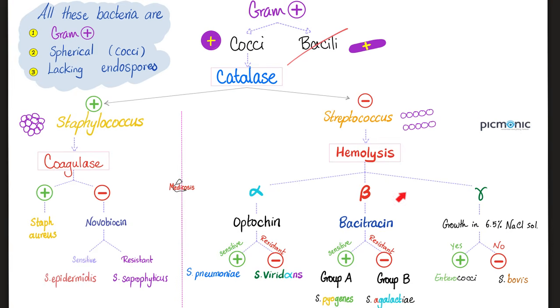You bet. Or I could be gamma hemolytic, which means no hemolysis. Okay, now can you grow in salt solution? Yeah, I can grow there. Enterococcus. No, I cannot grow. The salt is so salty for me. It's gonna kill me. Strep bovis.